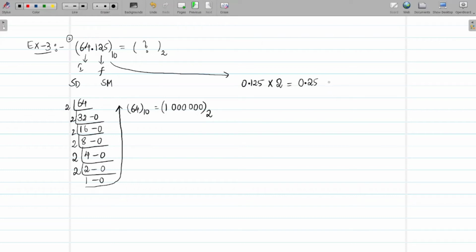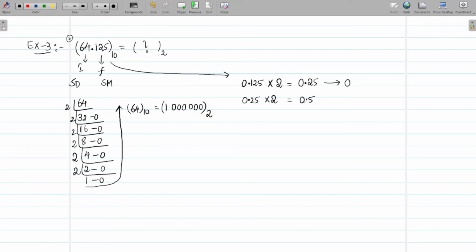0.25, and you need to write the integral value separately. What is the integral value for this number? 0. So write it separately and take this 0.25 once again and multiply with 2. This is called successive multiplication, as we are multiplying the result again and again with the base. What is 0.25 into 2? 0.25 into 2 is 0.5.